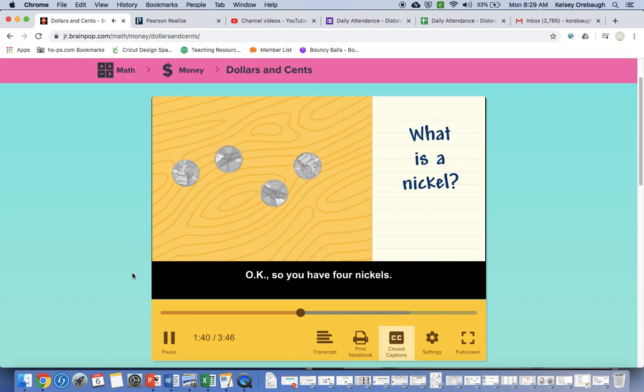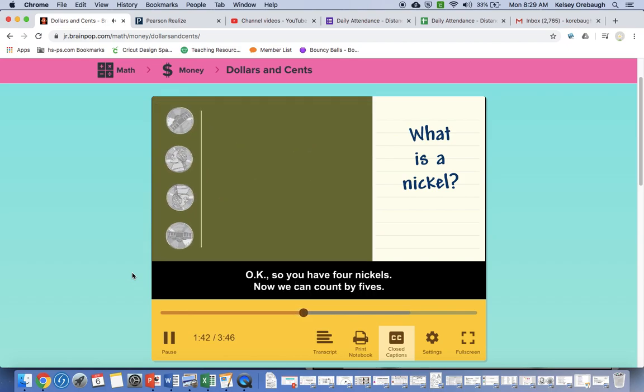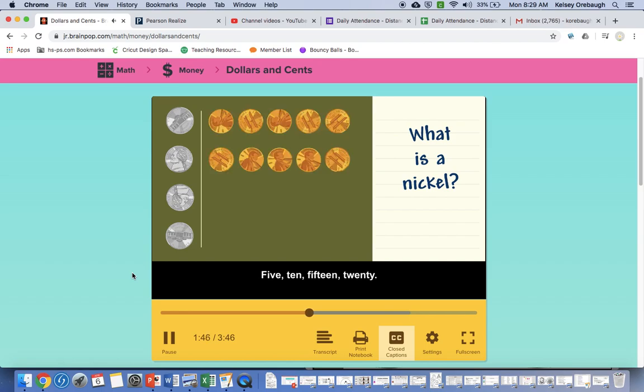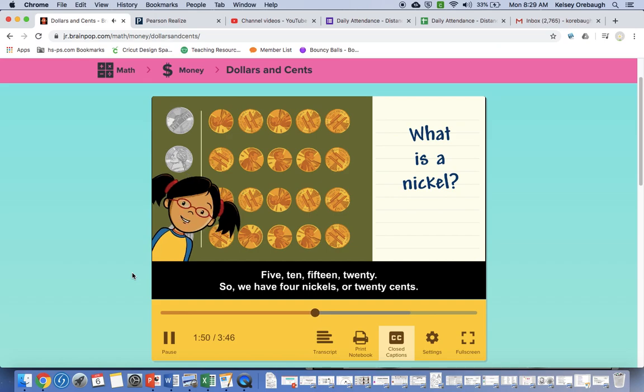Okay, so you have 4 nickels. Now we can count by fives. 5, 10, 15, 20. So we have 4 nickels, or 20 cents. 4 nickels is the same as 20 pennies. Remember, pennies are worth 1 cent each. So 20 cents in nickels, there are 4 of them, would be 20 pennies. They are worth the same amount of money.